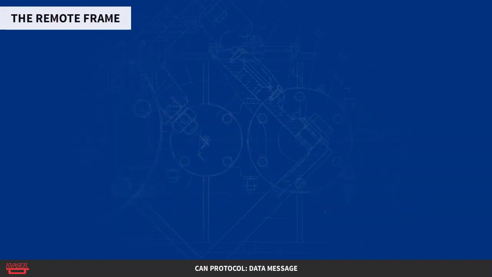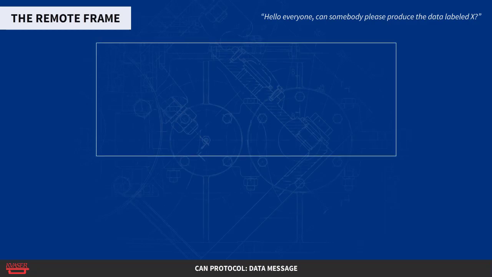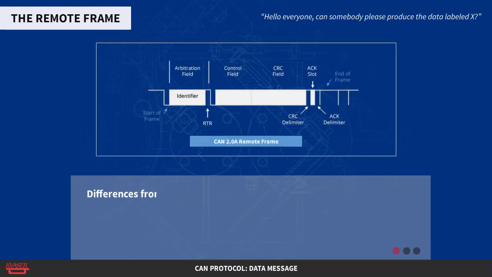The remote frame. Summary. Hello everyone, can somebody please produce the data labeled X? The remote frame is just like the data frame with 2 important differences. It is explicitly marked as a remote frame, the RTR bit in the arbitration field is recessive, and there is no data field. The intended purpose of the remote frame is to solicit the transmission of the corresponding data frame.